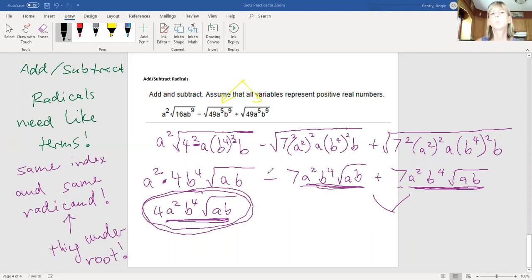But still, when you're adding or subtracting, you simplify each one, then usually, maybe not all of them, but some of them turn into like terms. Like terms: same index, same radicand, same variable, same exponent. So this is where this comes in.